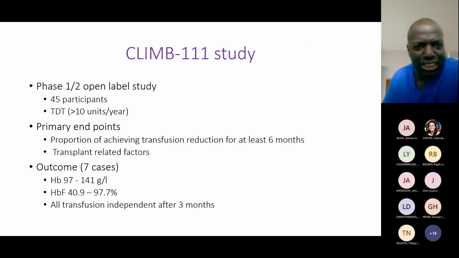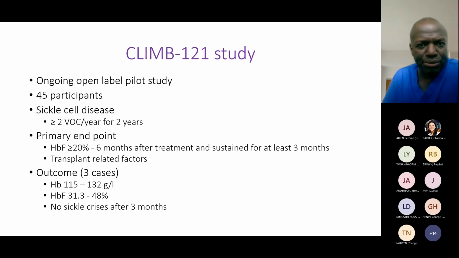In the case of the thalassemics, CLIMB 111, it was transfusion-dependent thalassemics, and by increasing fetal hemoglobin, you significantly increased total hemoglobin to near normal, if not in many cases, normal levels. And all patients, granted those initial studies were relatively small numbers, became transfusion independent within 3 months.